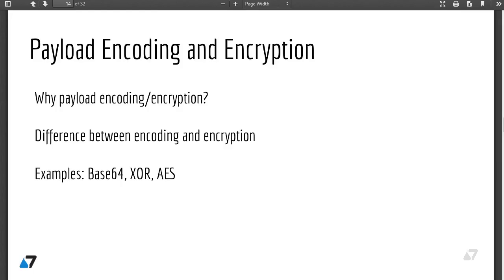Okay. So in the following section, we will use all three methods of payload transformation.